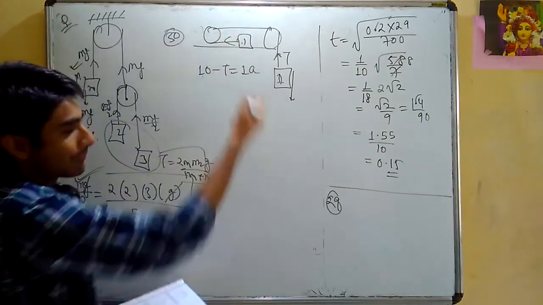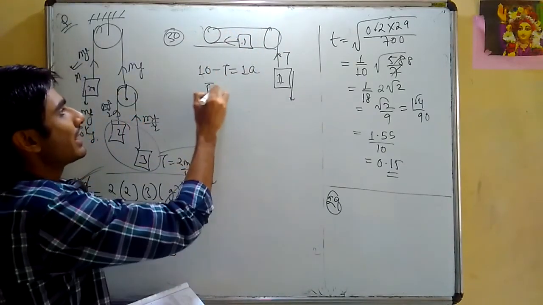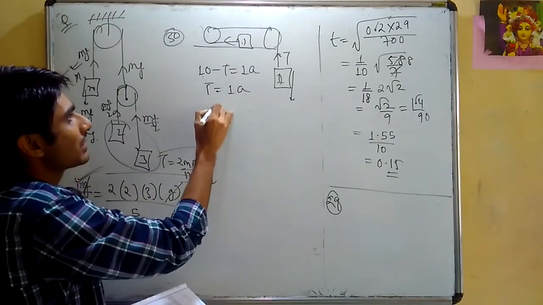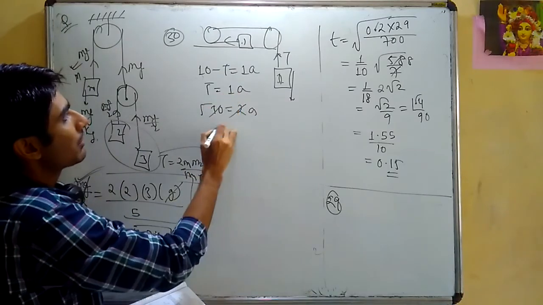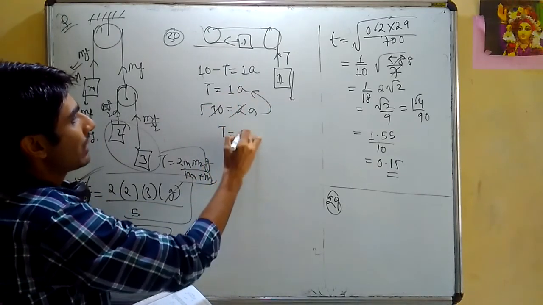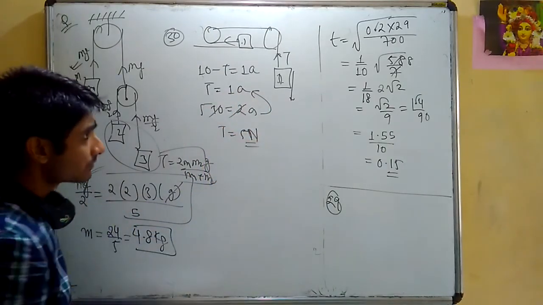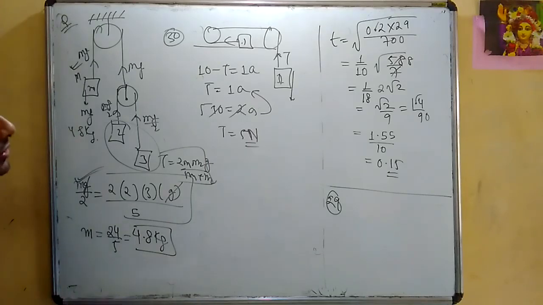इसके लिए एक ही force लग रहा है leftward. There is no other force. So I'll write tension equals to mass into acceleration. You simply add 10 equals to 2a, a equals to 5. A equals to 5 you put here, t equals to 5 Newton directly. So the value of tension is 5 Newton. I have got it. ठीक है?